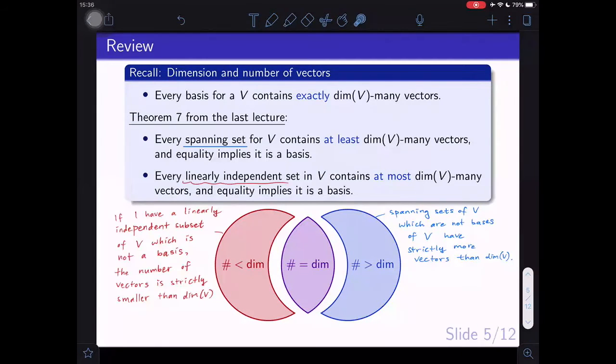If I have a linearly independent subset of V, which is not a basis, then I know the number of vectors must be strictly smaller than the dimension of V. If I have a linearly independent subset of V which has the same number of vectors as the dimension of V, then I know that it must be a basis. Note that if a subset of a subspace is neither linearly independent nor a spanning set of V, there is no restriction. It can have any number of vectors.